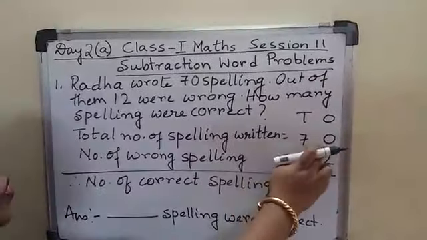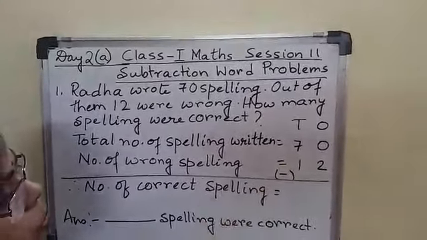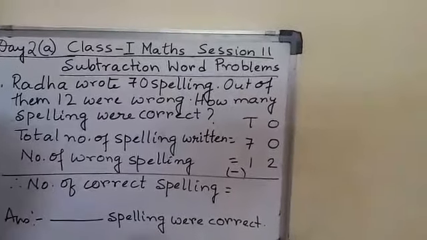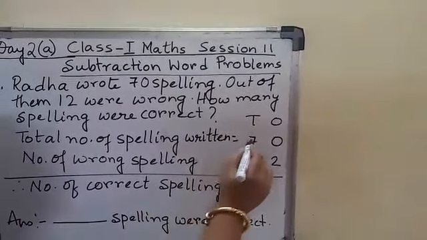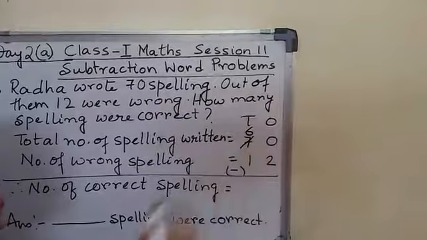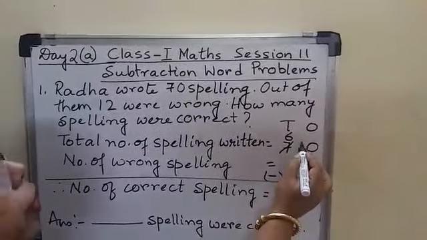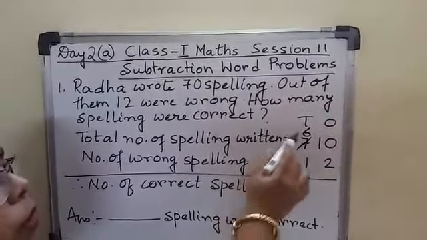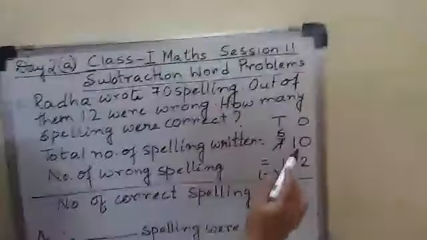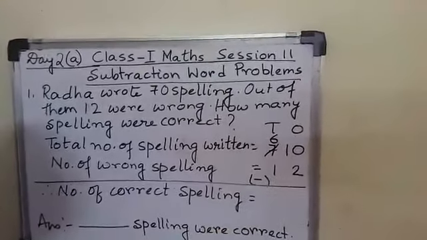So here it is 0. We cannot subtract 2 from 0. So what do we need to do? We borrow 1 from the tens place. So we borrow 1, it is 6, and here we will write down 1. So I have borrowed 1 from the tens place. So now 10 minus 2, you can do the subtraction.